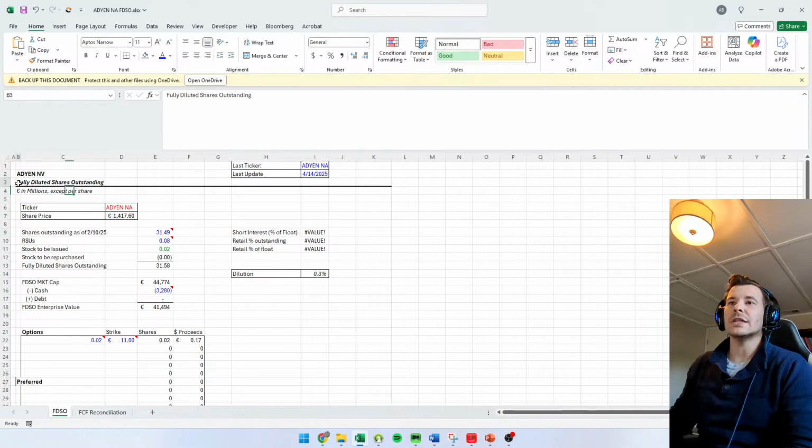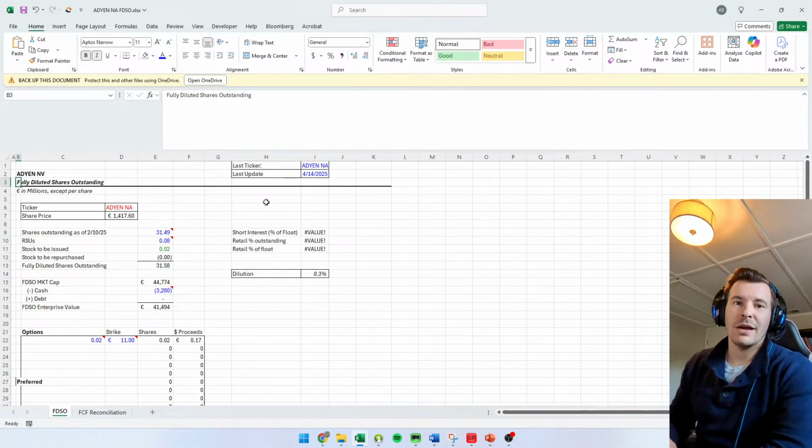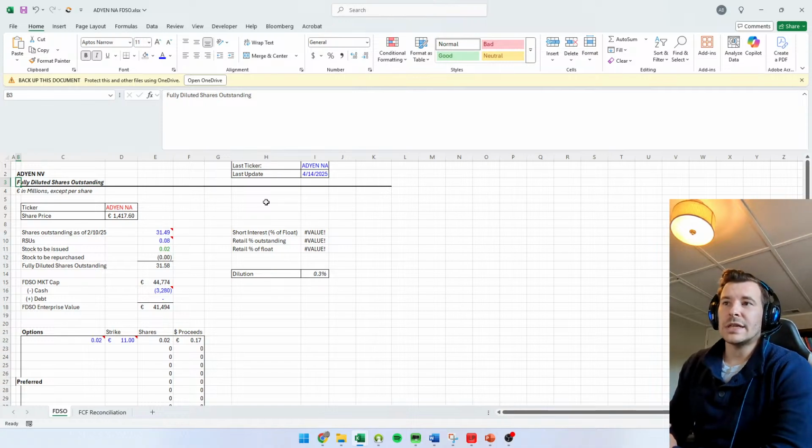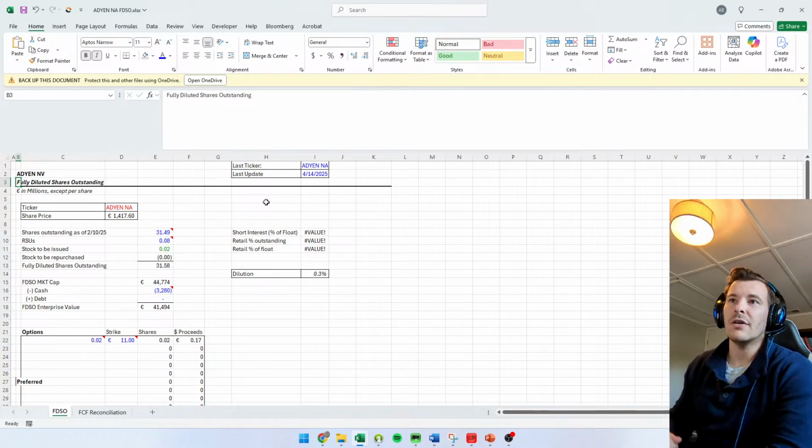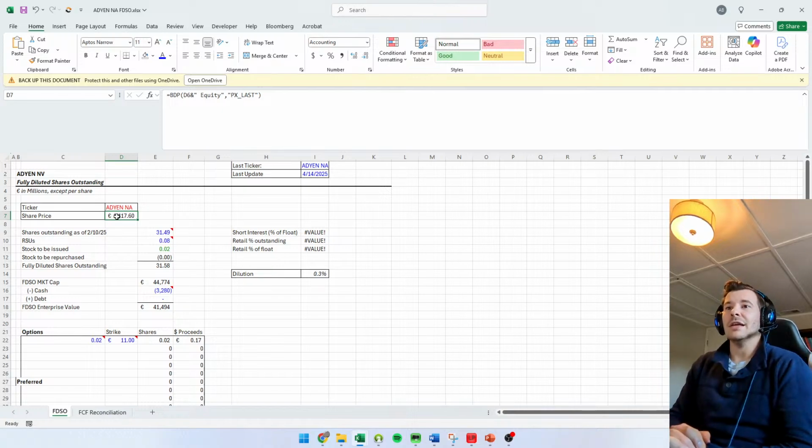FDSO is fully diluted shares outstanding. This is something I learned in my investment banking days and is one of my favorite tools for figuring out, most importantly, how much you're really paying if you look at a stock. Oftentimes people just see some sort of share price, and I don't know when this was last updated. It may be 15 minutes stale, or it may be a few days stale. But people just look at a share price and don't look at how much the actual company costs, and they don't look at what all you're getting or potential other dilution of the company.